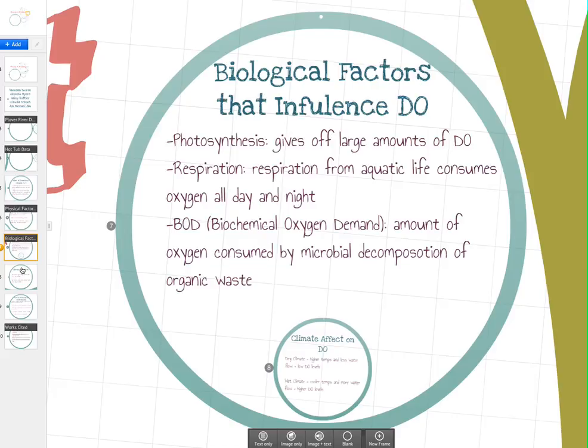The last biological factor that influences DO is BOD, which is also known as biochemical oxygen demand. This is an important factor that affects the concentrations of DO in streams. It is the amount of oxygen consumed by microbial decomposition of organic waste. It is measured by change of DO in a sealed water sample over 5 days. High levels of pollution can increase BOD in a stream. Healthy streams have BOD readings of less than 2 milligrams per liter.